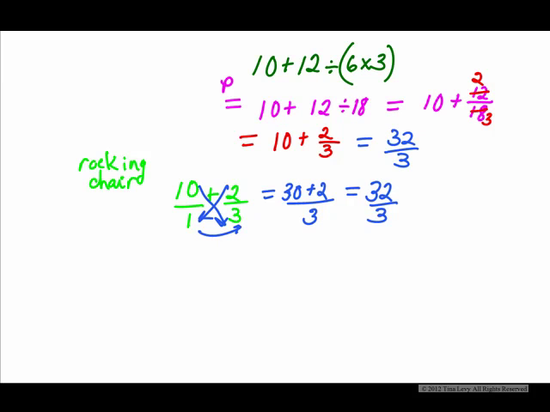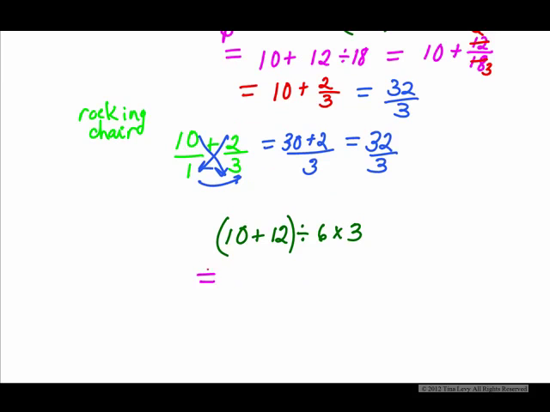I have the 10 plus 12 divided by 6 times 3, only this time I'm going to put the parentheses around the 10 and the 12. So our first step is doing the parentheses. The 10 and the 12 is 22 divided by 6 times 3.